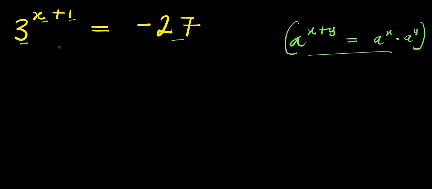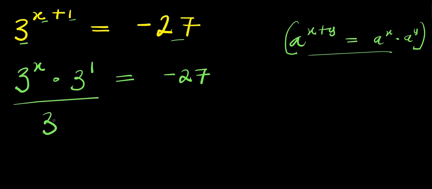Now, applying this right here, we have 3 power x times 3 power 1 equals negative 27. Now, the next step will be to divide each part of this equation by 3. So we divide this by 3 and we divide this by 3. So right now, this divides this.